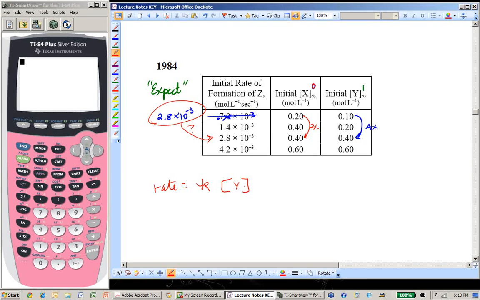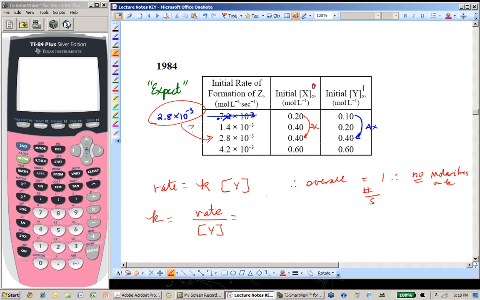And that's that. That means that the units on k, well, the overall is 1. Therefore, no molarities on k. k is simply going to hold a unit of time, which is a second. So it's going to be the number per second. No molarities in the denominator. So k is equal to rate divided by the concentration of y.